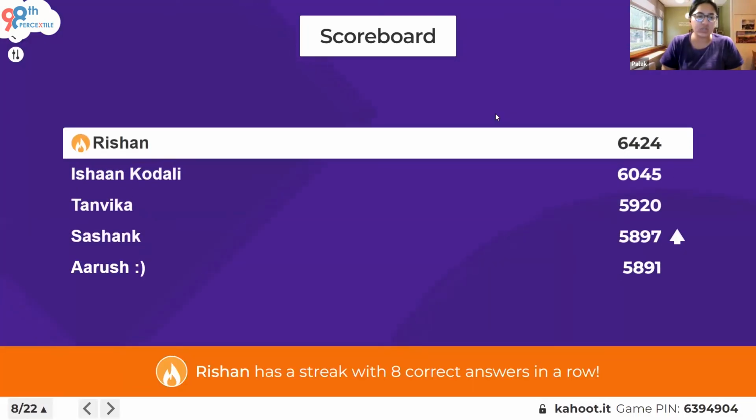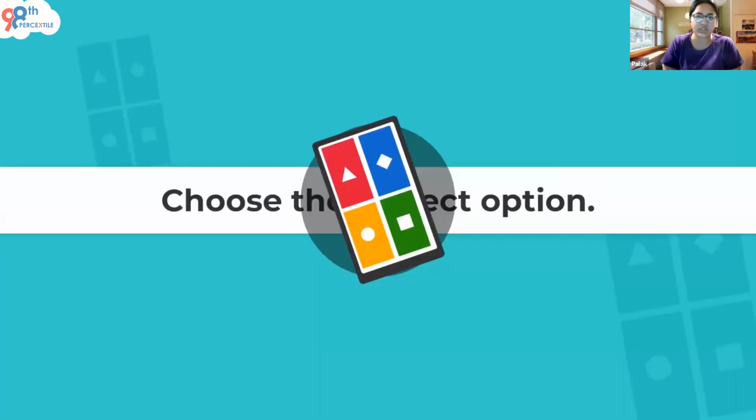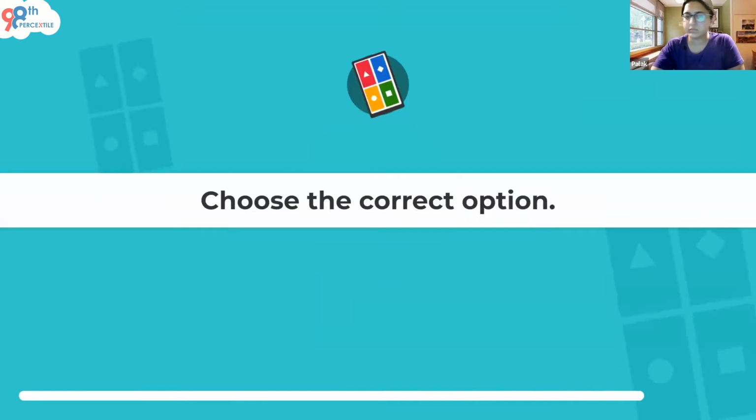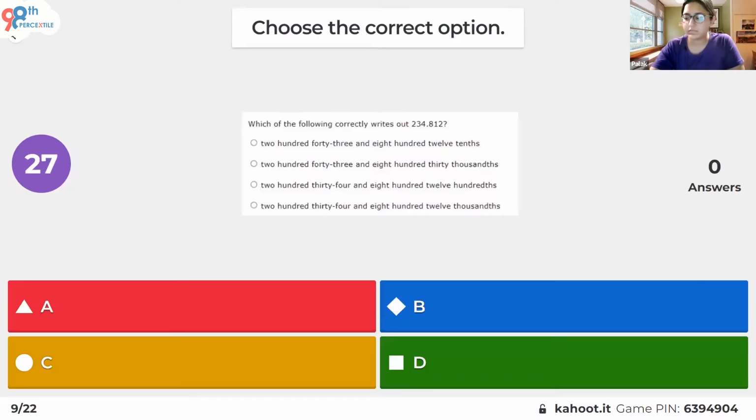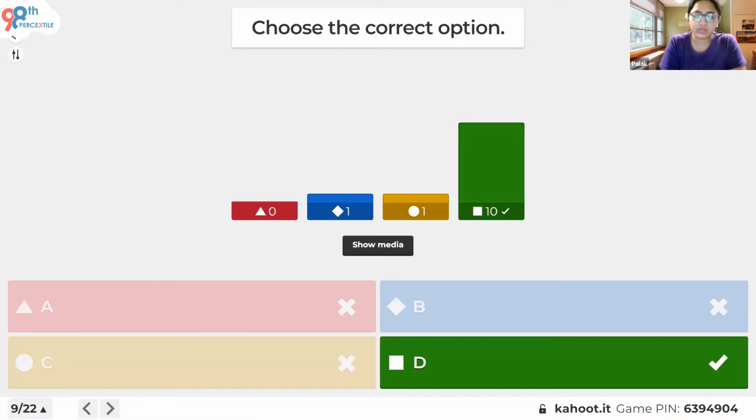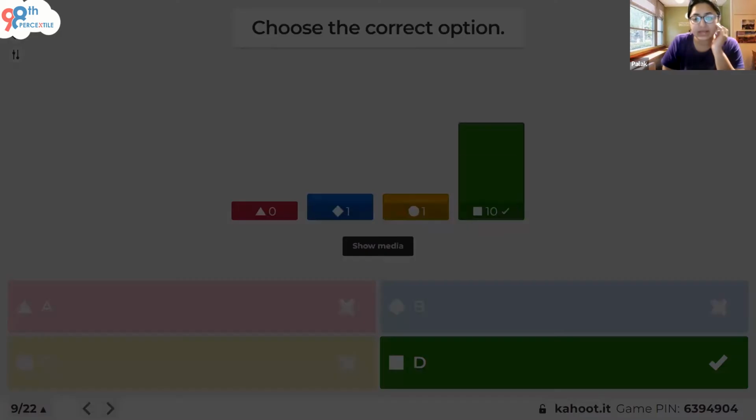A little change in the scoreboard. Rishan has moved up to the very first position. Okay, let's have a look at the ninth question. This should be an easy one, but keep in mind, okay, so before I could finish the sentence, we have our answers. So only two of you got a little bit confused with the way the question was framed, but yes, let's have a look.